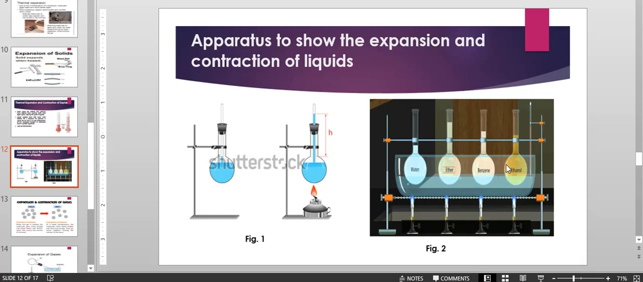This is an experiment that shows the phenomenon that different liquids expand or contract differently when heated or cooled. In this, the ether expands more, whereas the water expands least among all of these liquids. And this is why mercury is used in thermometers instead of water.